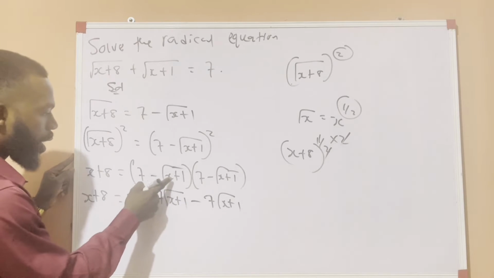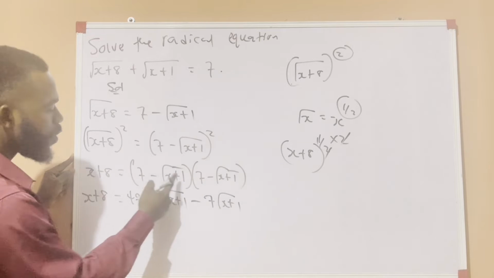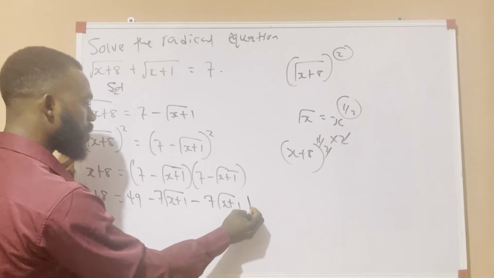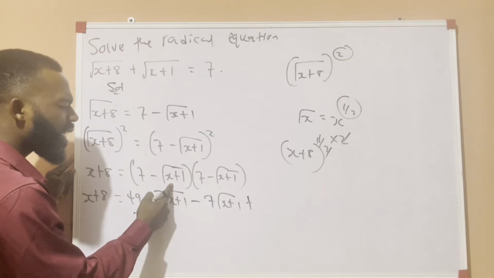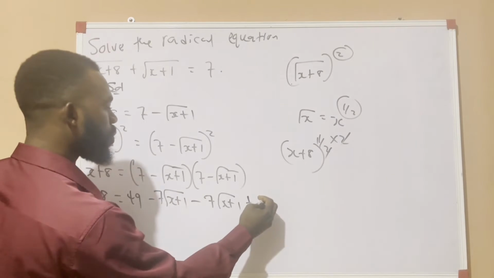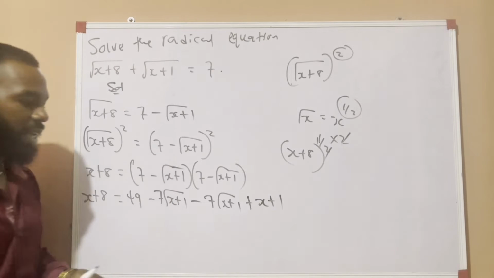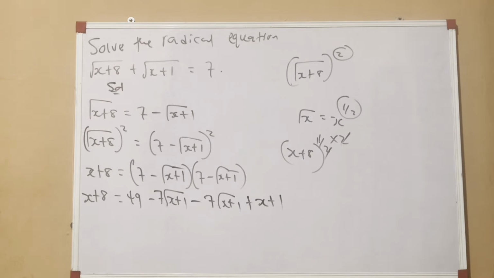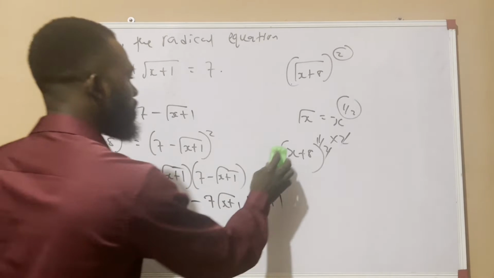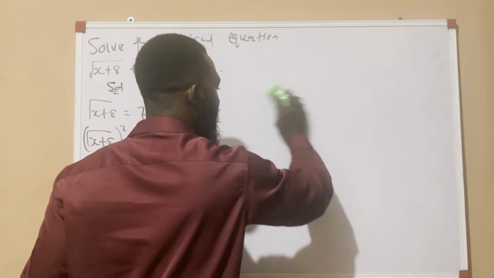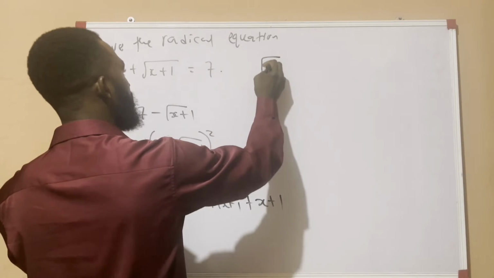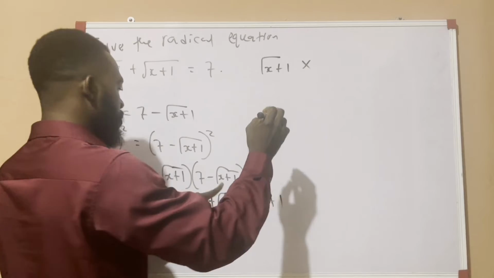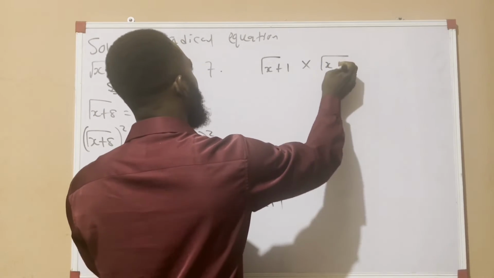Now, minus times minus gives us plus. Now, root x plus 1 will multiply root x plus 1. And we know root x plus 1 times root x plus 1 will give us x plus 1. Again, I know you would be wondering how I got x plus 1. Now, I'm going to explain to you again. We said root x plus 1 multiplied by root x plus 1. This is what it means.